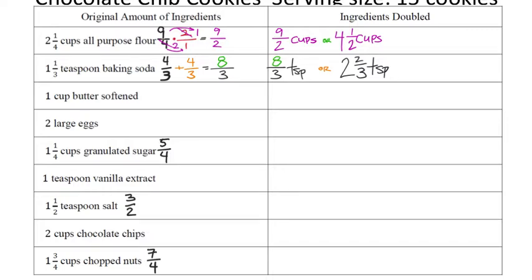Okay, so 1 cup of softened butter. Well, we're saying there's 2 groups of it because it's being doubled. So 1 times 2, of course, is 2. 2 cups of softened butter. All right, next line, what about 2 eggs? Well, that's 2 groups of 2 eggs, so 2 times 2, I get 4. If you double this recipe, you're going to need 4 eggs.